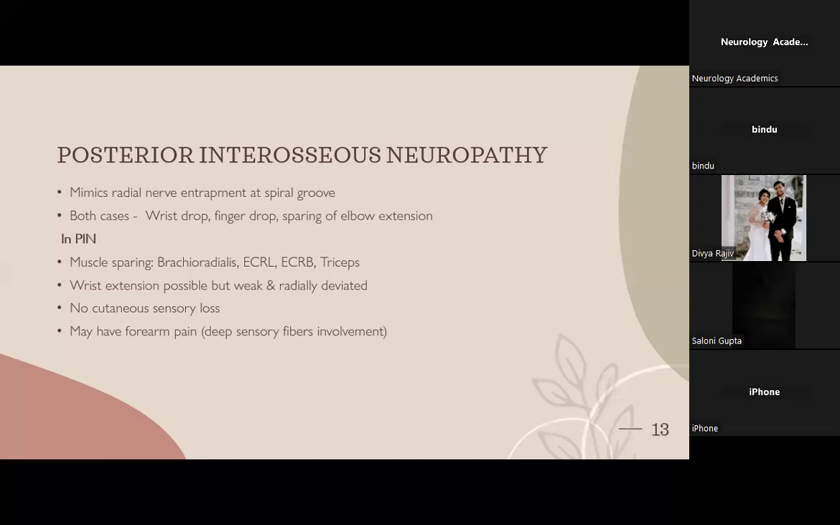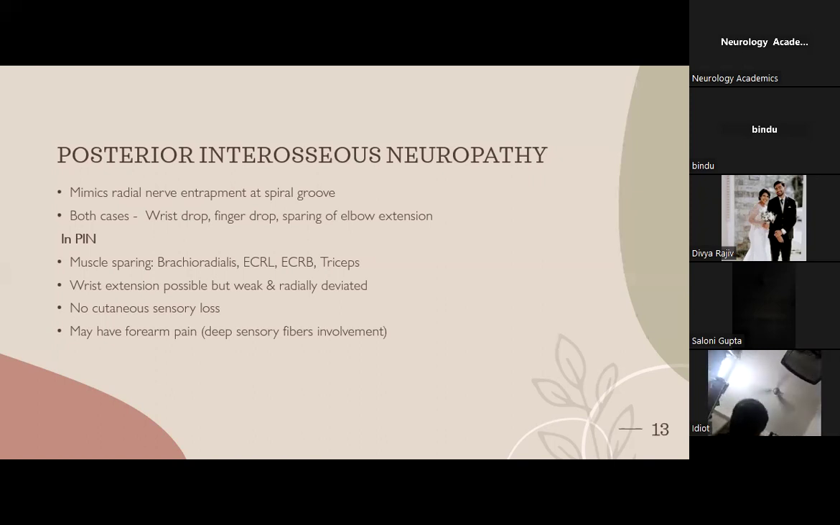Only then does it pierce the supinator and become the posterior interosseous nerve. So in this case, wrist extension is possible but weak and radially deviated, because extensor carpi radialis brevis and longus are spared. Only extensor carpi ulnaris is involved. So wrist extension is possible but weak, and it is radially deviated due to the branches to extensor carpi radialis. And there is no cutaneous sensory loss because it is a pure motor branch.